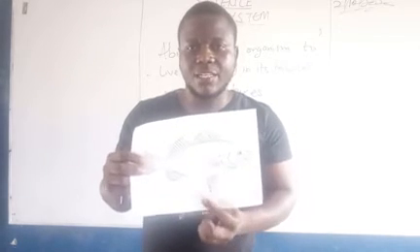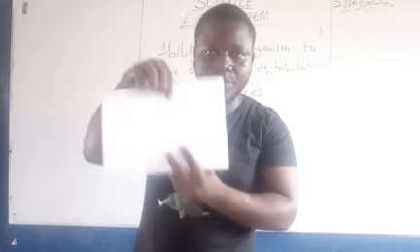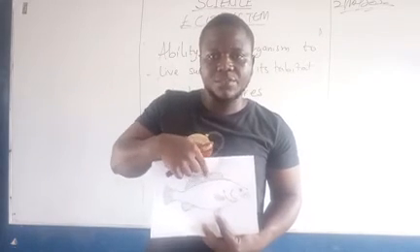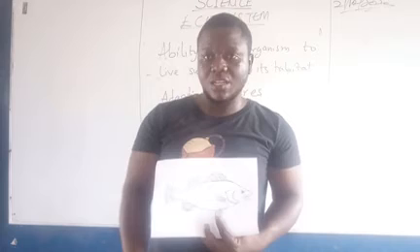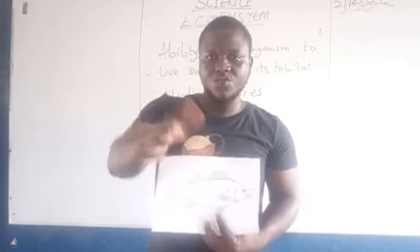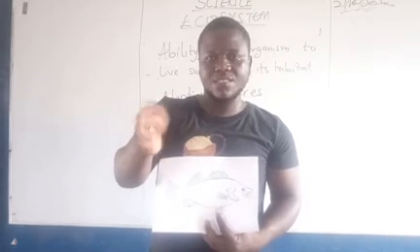Then we have the dorsal and the ventral fins, the fins on the top and at the bottom of the fish. The top and the bottom fins help the fish to balance in water, so that when the fish is in water, the fish doesn't do this. So those two fins are there to help the fish balance, so that it doesn't do this.